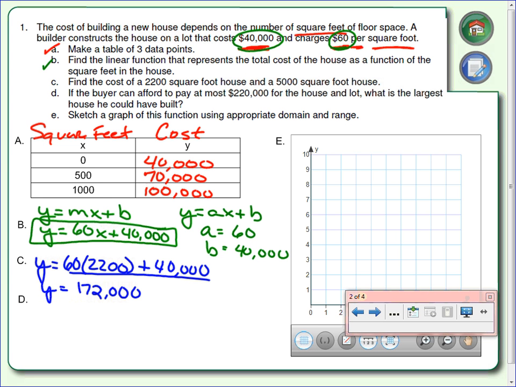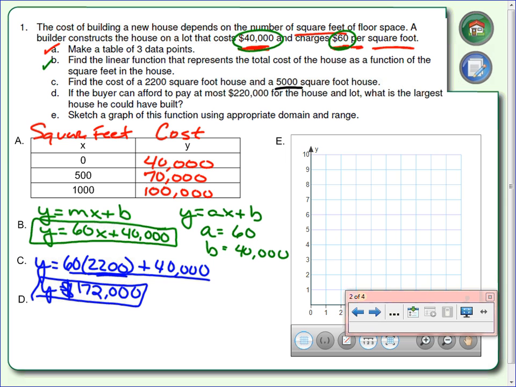All right. So if I were to purchase a home with 2,200 square feet, according to this, I should end up paying $172,000 for this house. Remember, that does include the lot of land. Now, that's part of it. We're going to do that again.